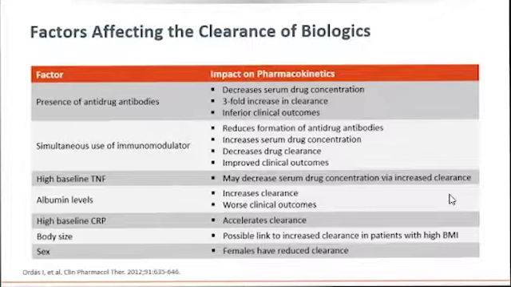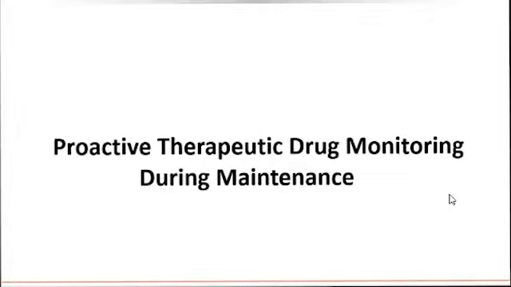We have factors that affect the clearance of biologics, mainly the presence of anti-drug antibodies, high baseline TNF, and albumin level. Low albumin level increases the clearance and worsens the clinical outcome. Being obese is a poor responder factor. Being male is also a bad prognostic factor.